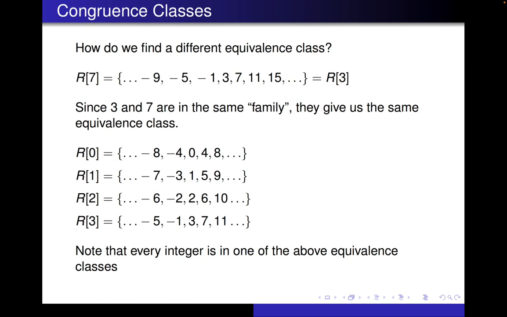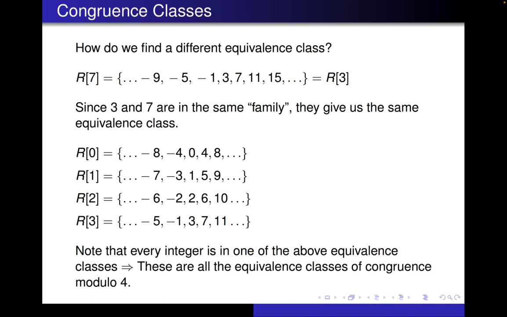So if we run out of integers to put into a new equivalence class, that means we don't have any more equivalence classes. We just have those 4 equivalence classes. So that means that these four equivalence classes, R of 0, R of 1, R of 2, R of 3, are all the equivalence classes of the congruence mod 4 relation.